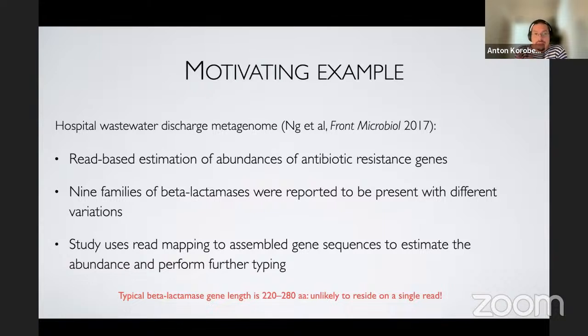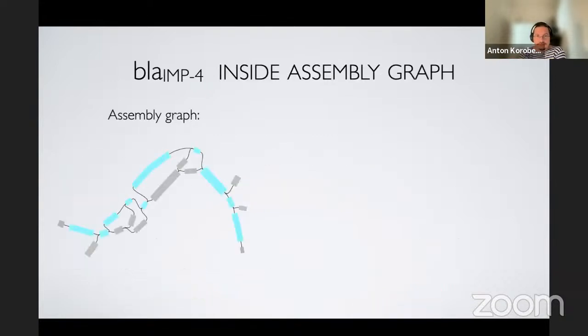In that particular paper, 9 families of beta-lactamases were reported to be present in the sample with different variations. The study used read mapping to assembled gene sequences to estimate abundances and perform further typing, like what the particular beta-lactamase is. The problem here is that a typical beta-lactamase gene is around 200 amino acids, meaning that if your input is ordinary short reads, it's unlikely to reside on a single read. So the reliance on the assembly is crucial here.